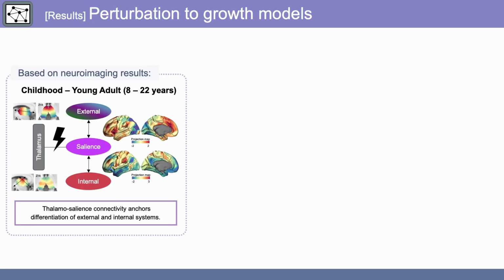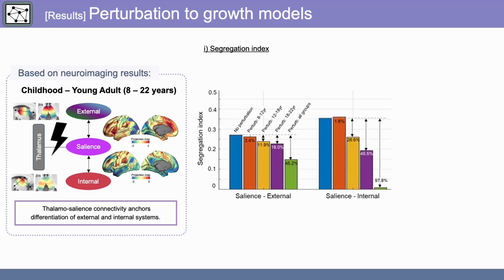Finally, as I mentioned before, we applied perturbation to the thalamus-salience network in the wiring rules provided for the generative network models based on our neuroimaging results. And we found that perturbation to this connection compromised the segregation of both the salience external and salience internal axes. However, as you can see here, the salience internal axis was more dramatically affected, suggesting a higher contribution of the thalamocortical connectivity to the development of internal processing areas such as the default mode network during youth.